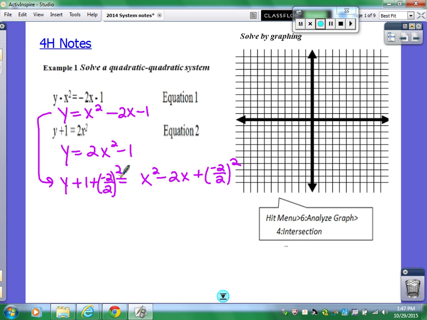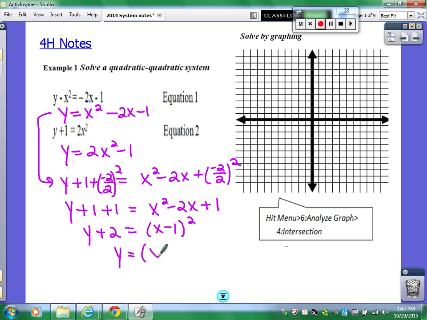So let's clean this up. So we're going to have y plus 1. Well, negative 2 divided by 2 is negative 1. Negative 1 squared is positive 1. All right, we need to factor this. So it's going to be x minus 1 squared. And then if I move over the 2, now I have it in vertex form. So that means my vertex here is 1, negative 2.